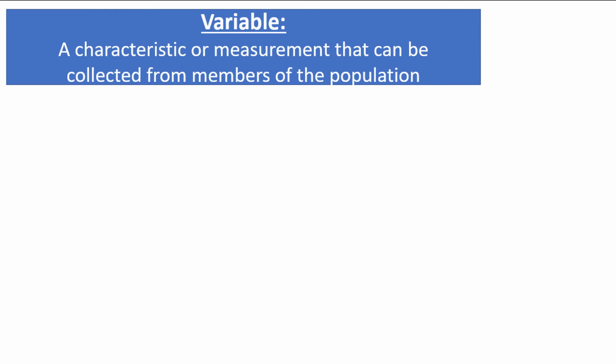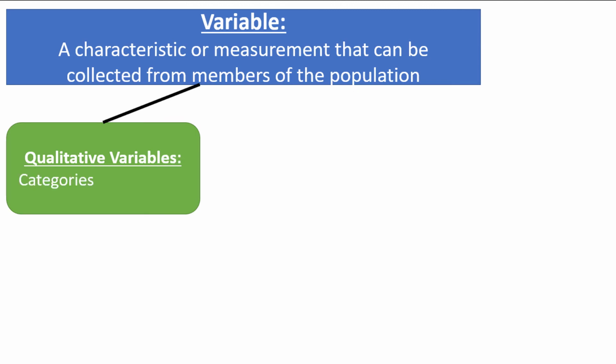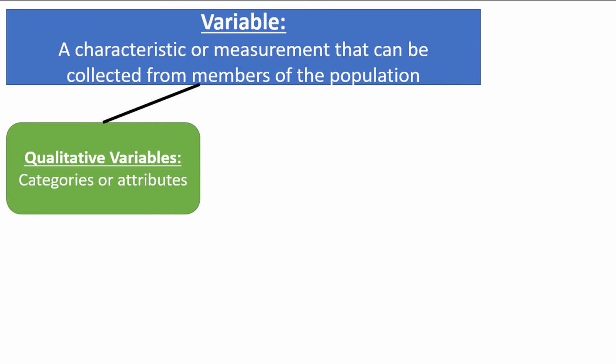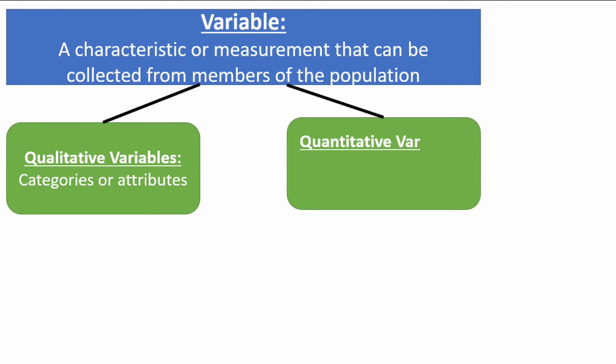Variables come in two flavors. Vanilla. Okay, no, just kidding. Qualitative variables, which are just categories or attributes that aren't numeric, is the first type. Okay, maybe vanilla does work here. Ice cream flavor would indeed be a qualitative variable. Some people call qualitative variables categorical variables. Quantitative variables have to do with numbers, such as counting or measuring something about the population.